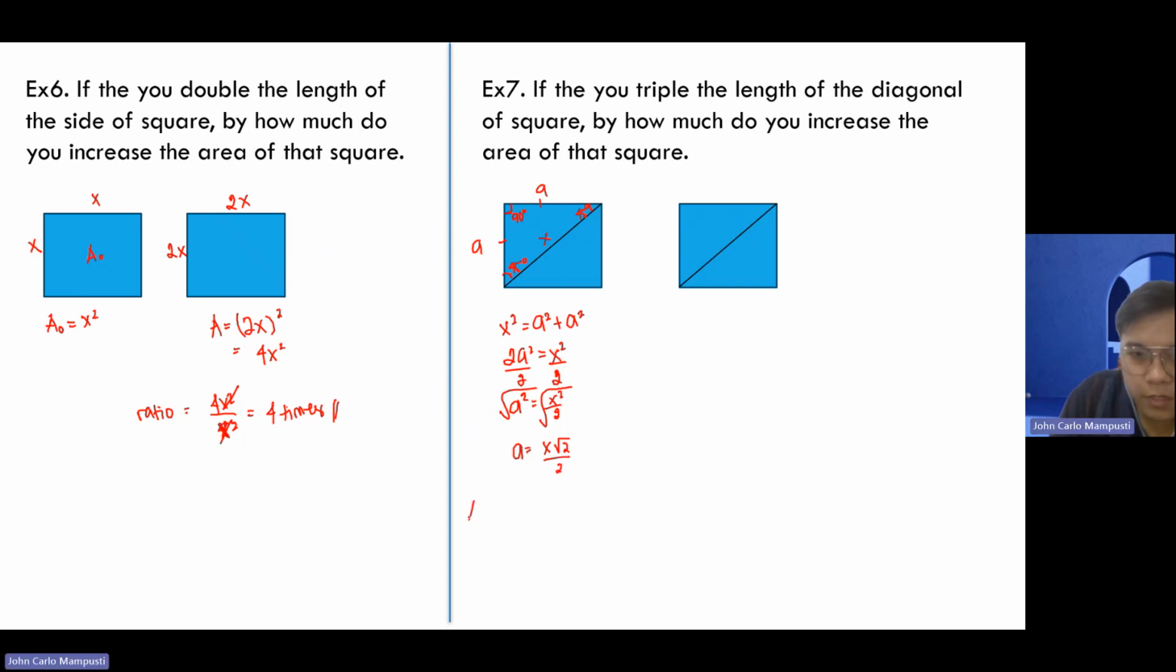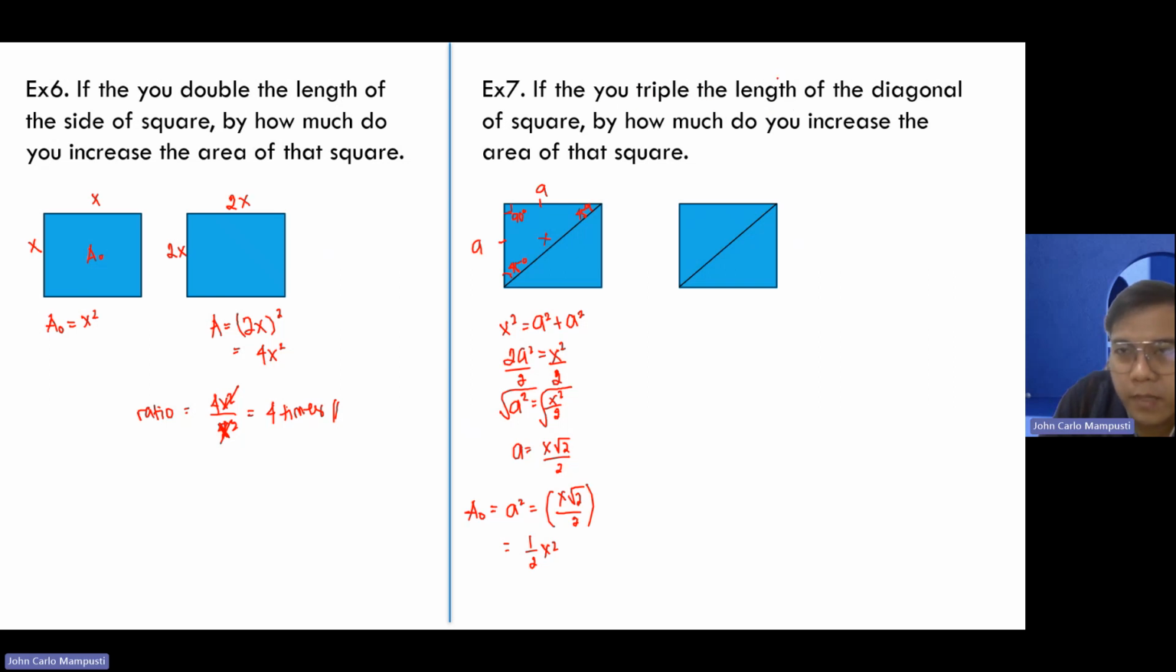Okay, so let's get the area original. This is equal to a squared or equal to x squared of 2 over 2. Therefore, yung original area natin, this is equal to 1/2 x squared.